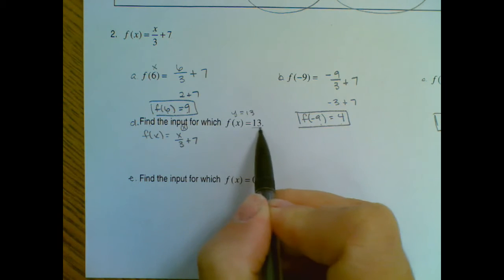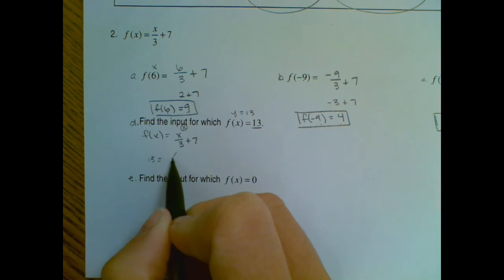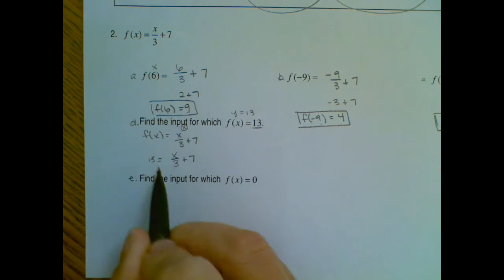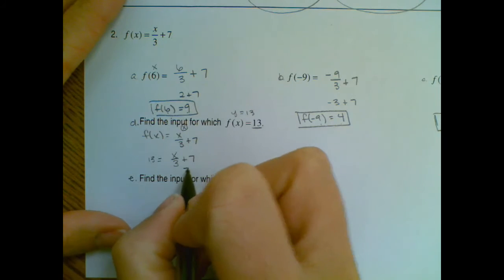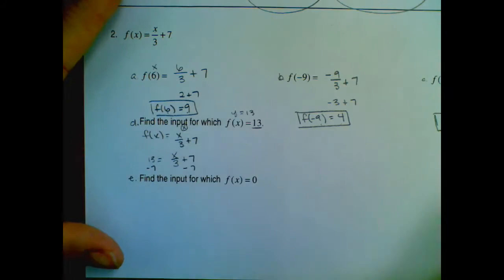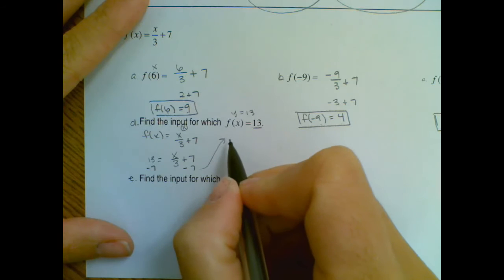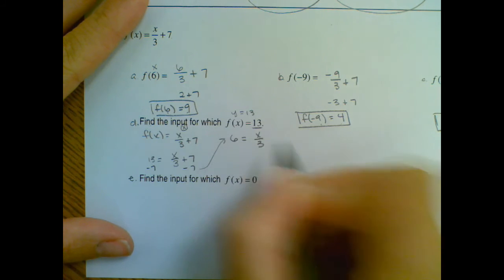So what we do here is we know that f of x is 13, so we're going to plug 13 in for f of x, and now we can solve this equation for x. The first thing we would do to solve is subtract 7 from both sides. So you'd have 6 equals x over 3.